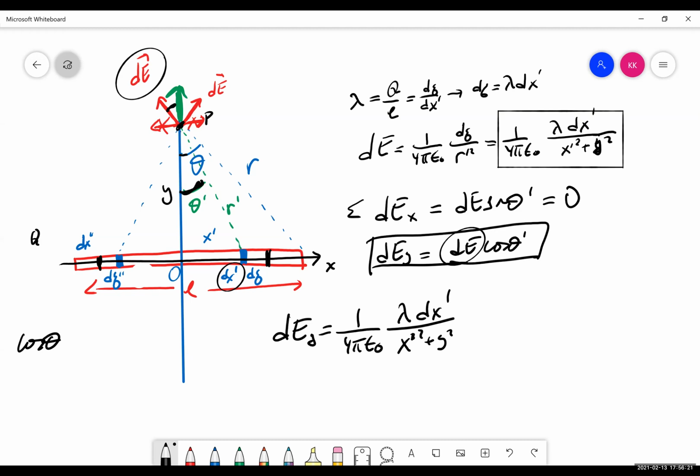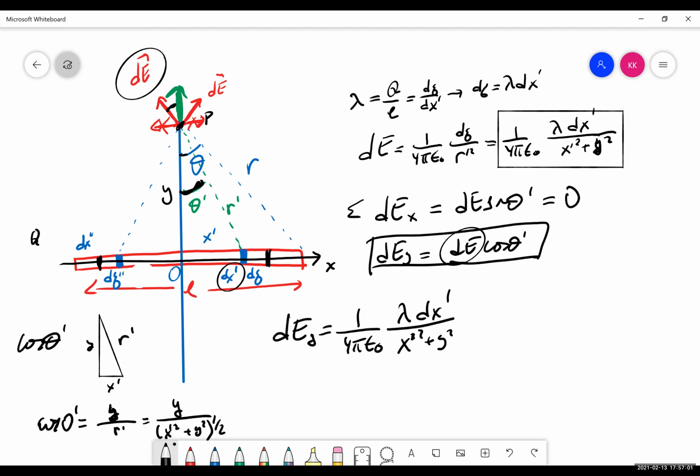So if I'm looking at this theta prime, then the triangle is like this, where this is y and this is x prime. So then cosine of theta prime is going to be adjacent over hypotenuse, which is y over r, where r prime is the hypotenuse. Well, that then becomes y divided by r prime, which is x prime square plus y square to the 1/2.